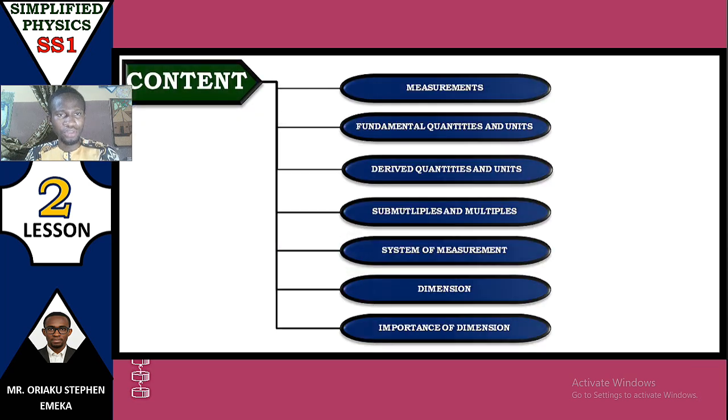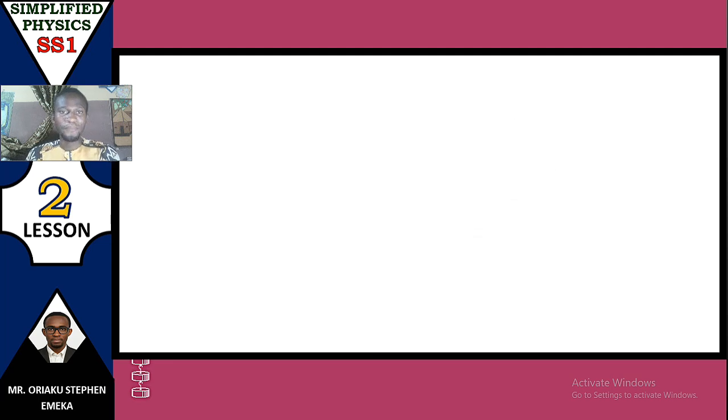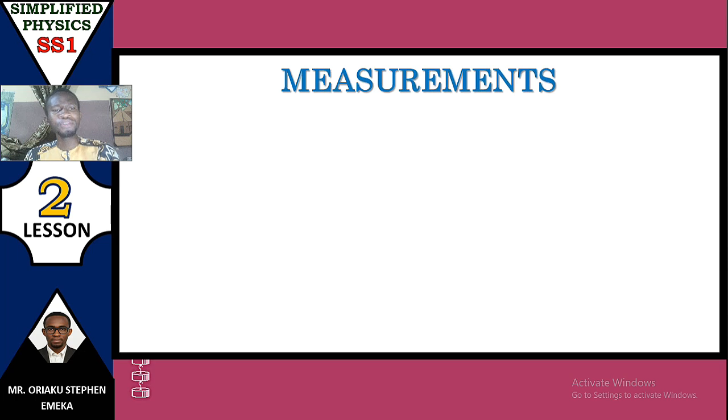So what we are going to be talking about is measurement, fundamental quantities and units, derived quantities and units, submultiples and multiples, systems of measurement, dimensions and the importance of dimensions. So those are the things we are going to be focusing on, the lecture outline for today's class. Okay. So what is measurement and why is measurement actually important?